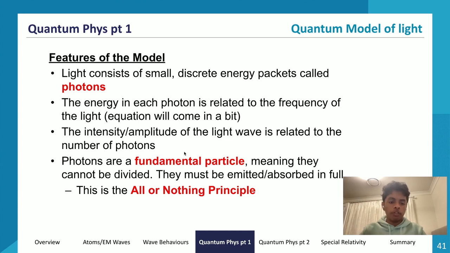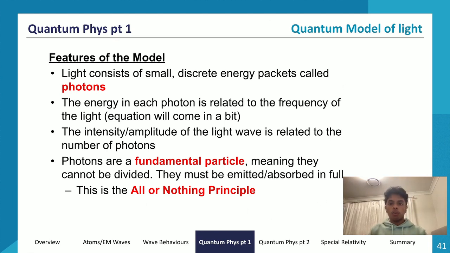And so if these photons can't be divided, then if I absorb light, that means I have to absorb an integer value of photons, because I can't absorb 1.5 photons, right? Because I can't divide a photon into two things. I can't divide a photon into 0.5 and 0.5. I have to either absorb the entire photon, or just not absorb it at all. So I have to absorb it all or nothing. So that's what the all or nothing principle is about.